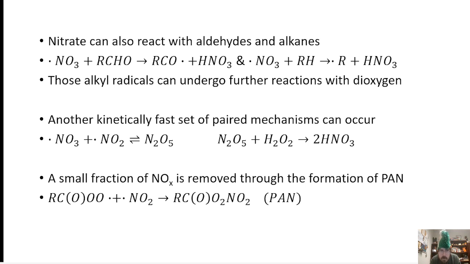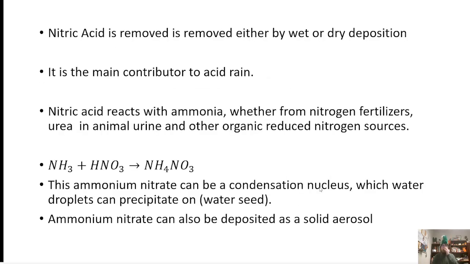A small fraction of the NOx can also be removed through the formation of PAN, if you remember. The peroxy acid hydrocarbons can react with nitrate to form PAN. That can also remove our nitrites, our NOx.